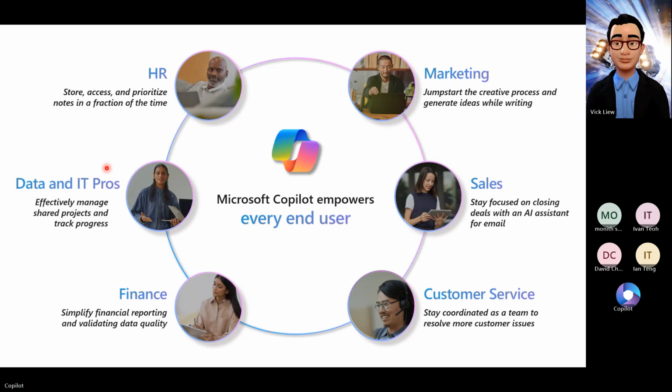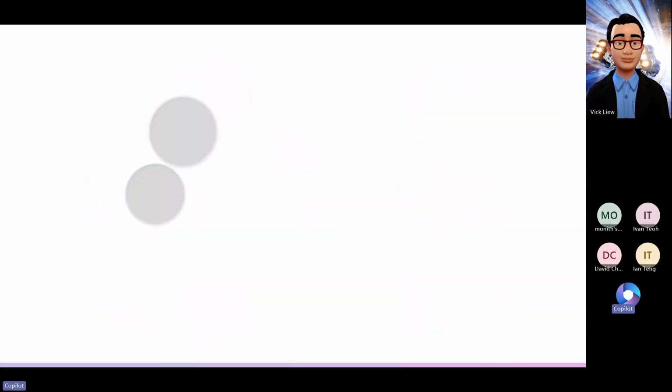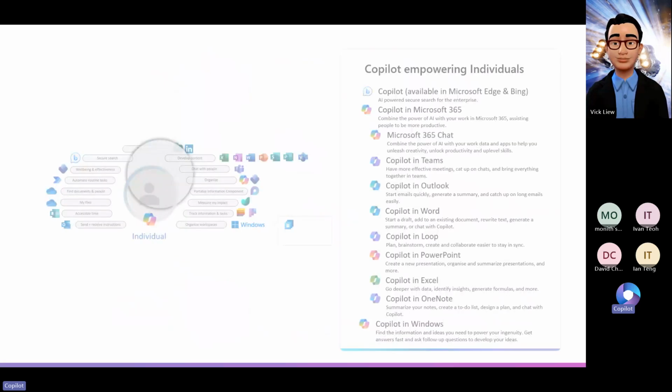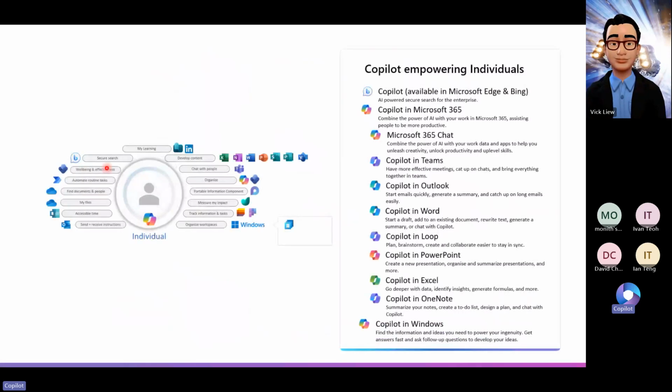So, a brief look at Copilot from an individual view. These are the list of products that are available for individuals to use. So you have the normal Copilot. You have Copilot in Microsoft 365. You have the chat, Teams, Outlook, and other things. You will even have Copilot in Windows. If you have time, I will demo it to you later on.